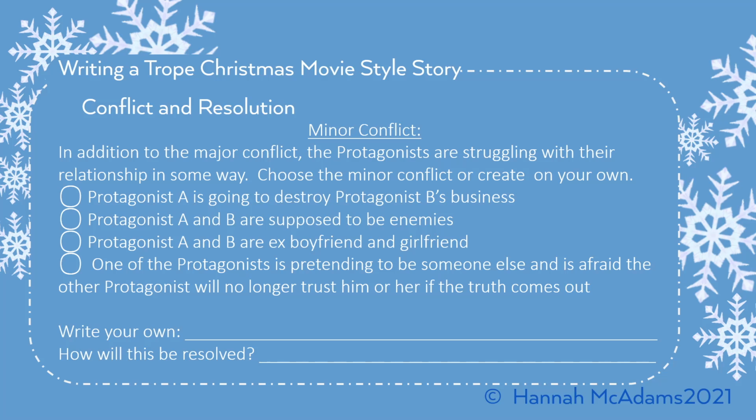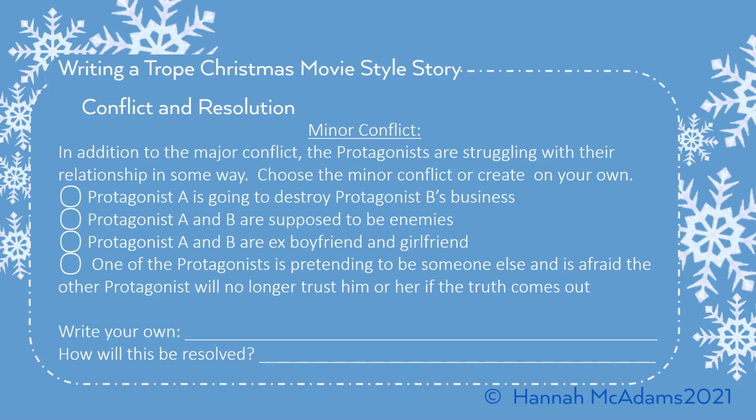Okay. Or the next one, protagonist A and B are supposed to be enemies. This is a Romeo and Juliet story. So if for some reason, family A and family B, their grandparents started arguing, and now no one from family A can ever be friends with family B. So if you know Romeo and Juliet, that's what that is. Okay, or protagonist A and B are ex-boyfriend or girlfriend. That can be their minor conflict.